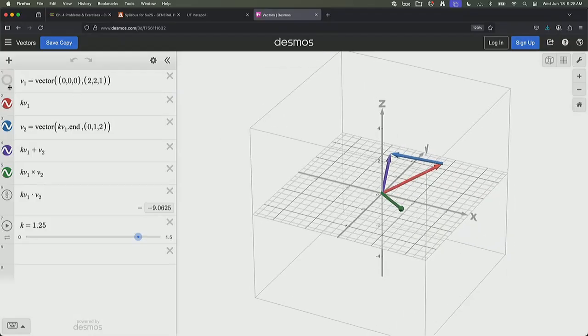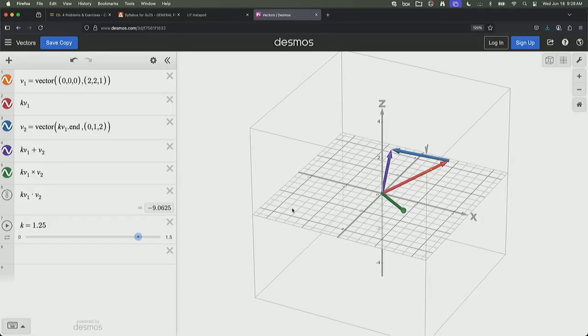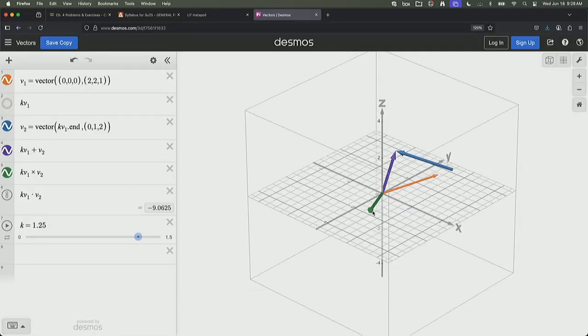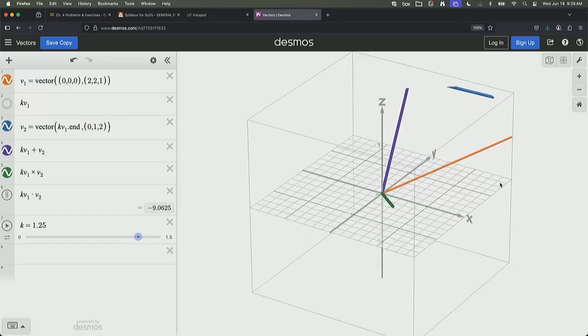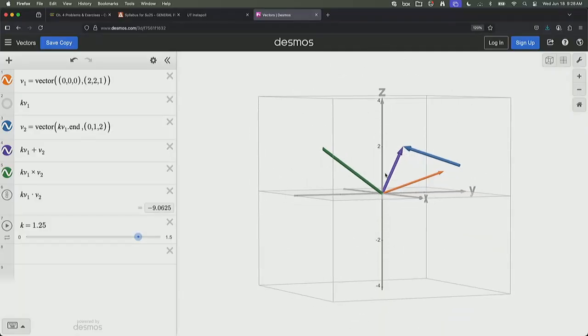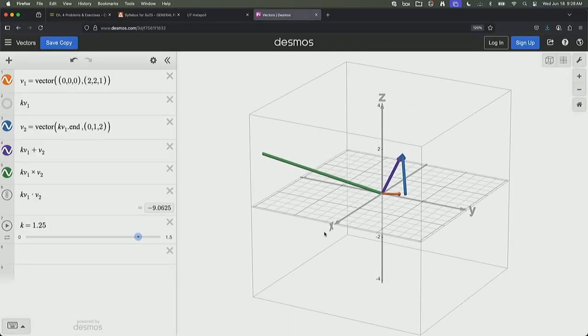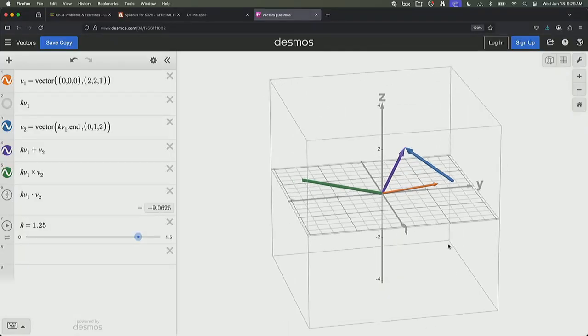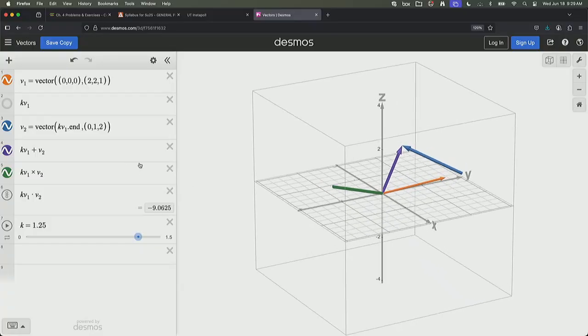So vector V1, for instance, is in orange. There we go. You can draw a vector in space, and notice you can rotate around and see where they point. So I recommend, if drawing on paper is confusing to you, go on Desmos and make vectors for yourself that point in certain directions. It will do a cross product as well.